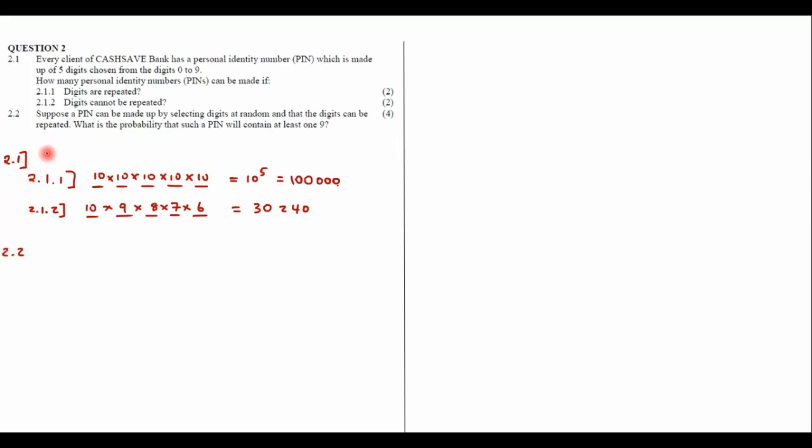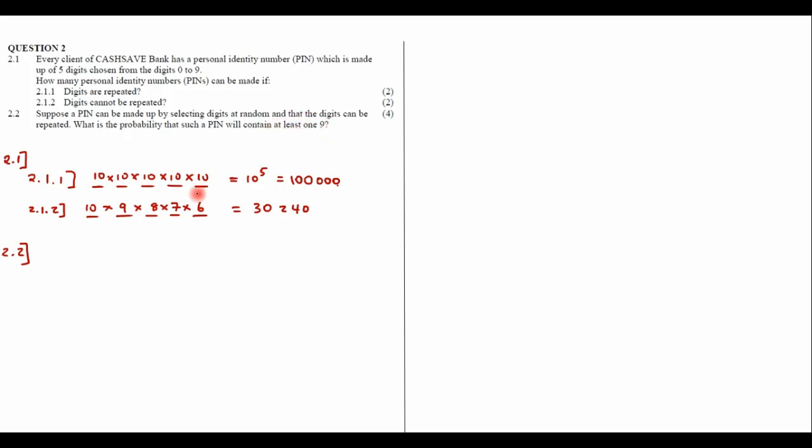Now the second one is the one that I wanted to basically show you, which is called the not rule, right? It's called the not rule. So let's read the question here and see what it says. Suppose a pin can be made up by selecting digits at random, and that the digits can be repeated. Now what is the probability that such a pin will contain at least one 9?